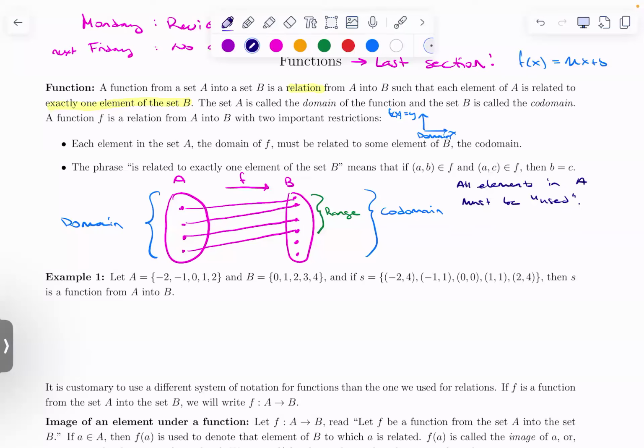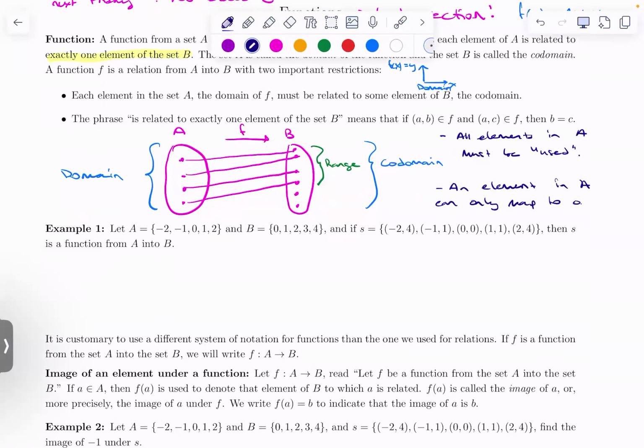So the second point is an element in A can only map to one element in B.